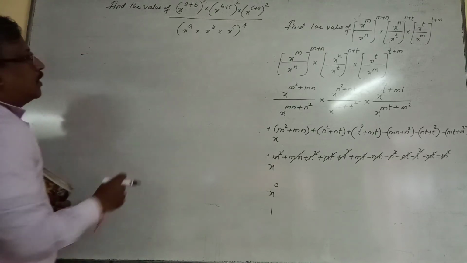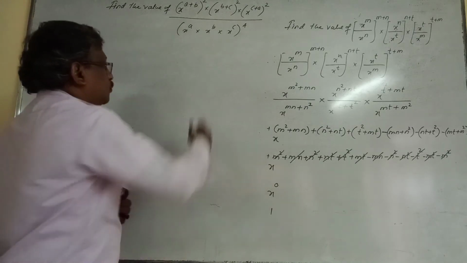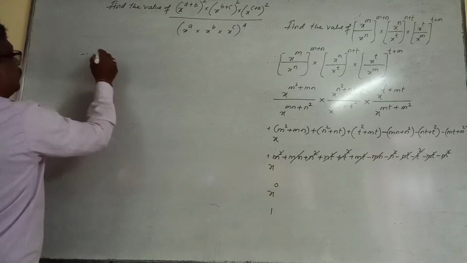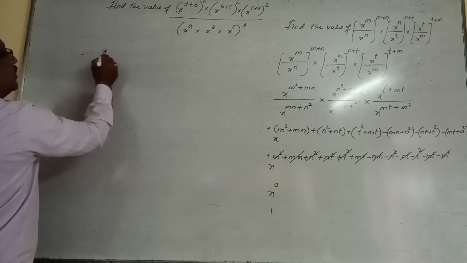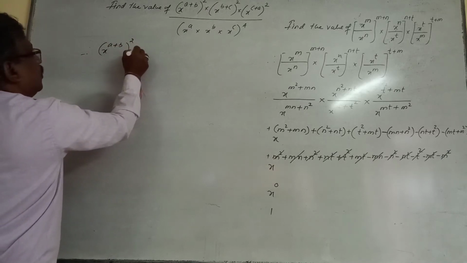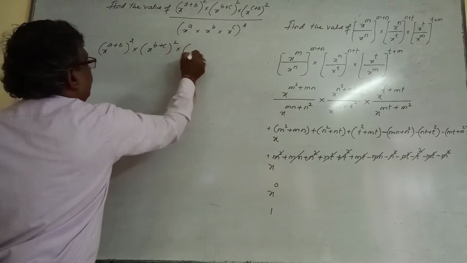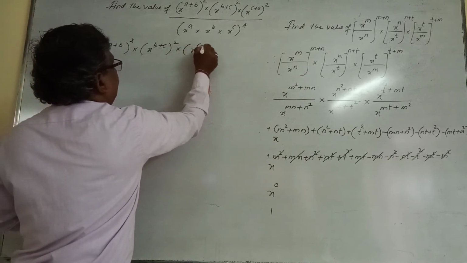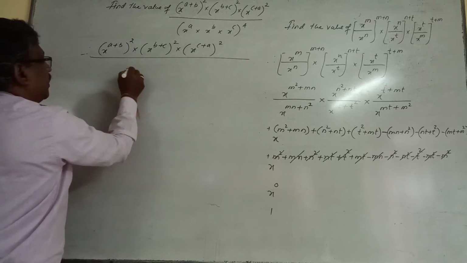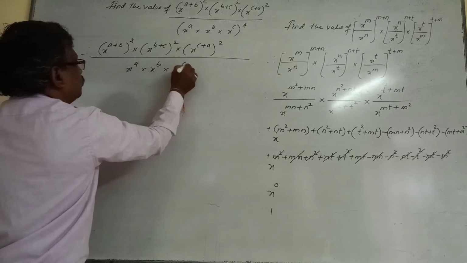So again as it is like this you have to work out the problems, right? So let's start with the solution. Again as it is I will write down the sum first. It is x raised to a plus b, that whole raised to 2, into x raised to b plus c, that whole raised to 2, multiplied with x raised to c plus a, that whole raised to 2, divided by x raised to a into x raised to b into x raised to c.